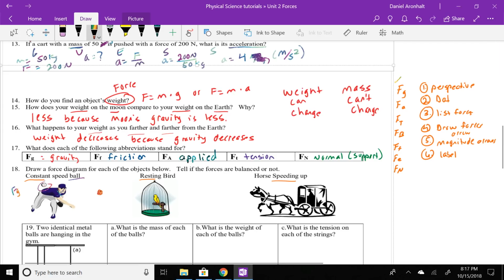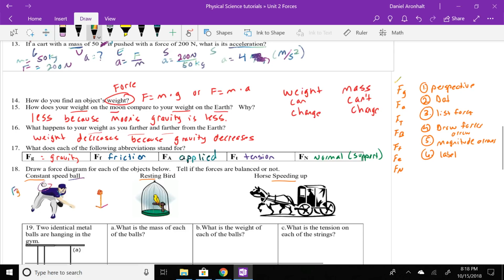There's no applied force. There's no rope or string, so there's no tension. It's not floating, so there's no buoyancy. And again, I know there's air resistance, but we're going to ignore that. There's no friction, and there's no spring or rubber band, so there's no elasticity, and it's not sitting on the ground or a surface, so there's no normal. The only force is gravity, so I list the forces, check, and then I draw the forces with the arrows in their direction. Gravity always works down.